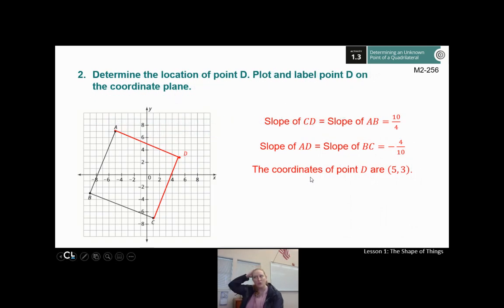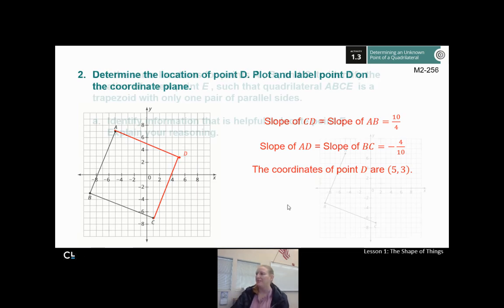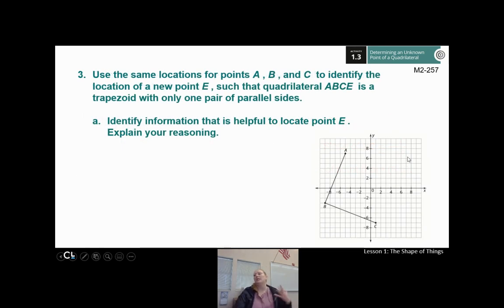So yeah, that wasn't so bad, right? I just used the slopes that I had to make my new lines. No big deal. That was nice and easy. So using these same original 3 points, let's try something else. And by the way, we already know that D is at 5, 3.